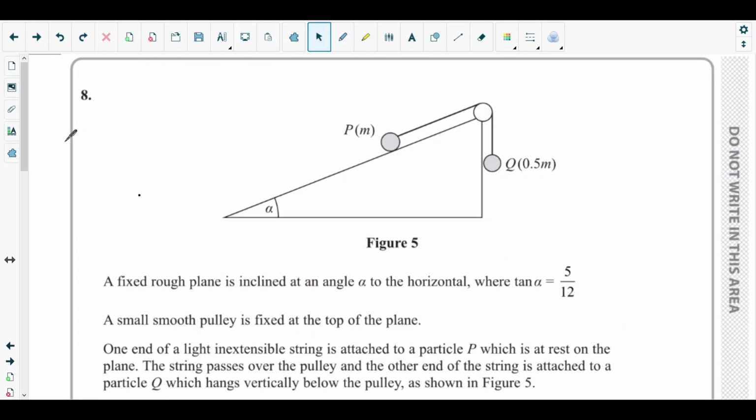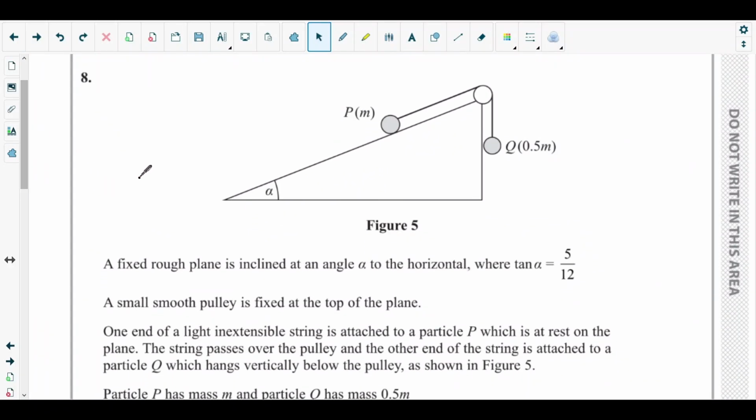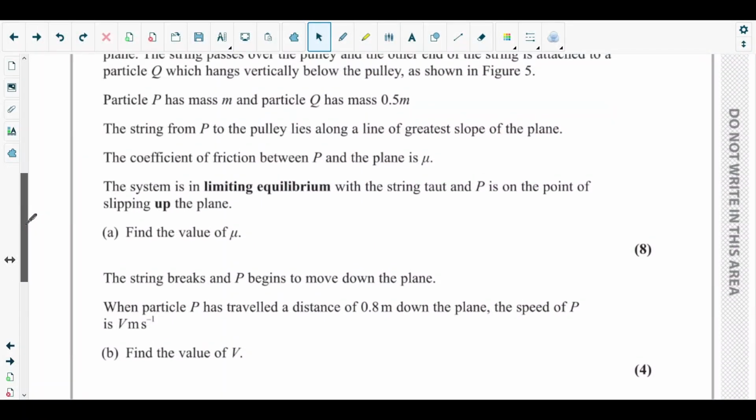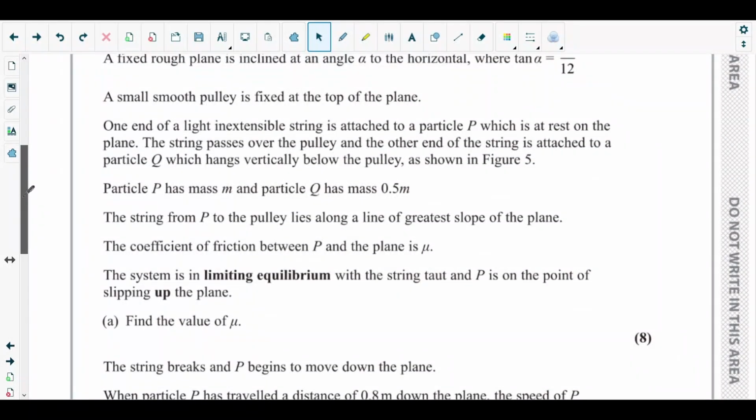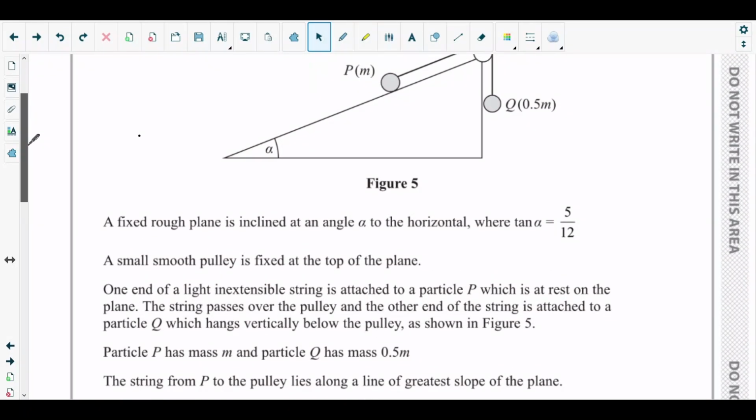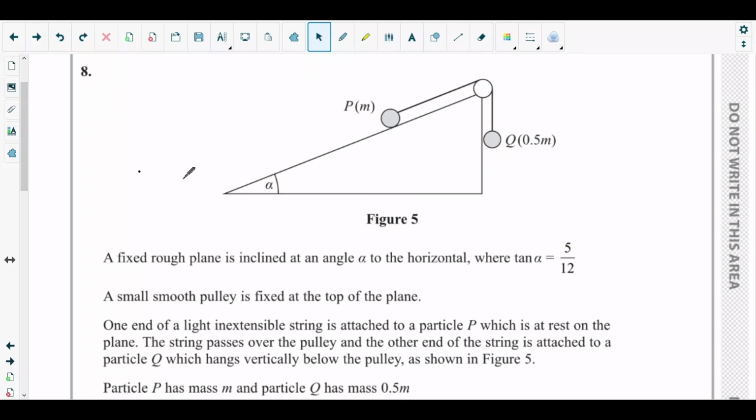Basically, the concepts behind this question number 8 are from connected particles, which has been discussed in chapter number 4, that is Dynamics, in your Mechanics M1 textbook. To solve this question, you should definitely have an idea about the concepts discussed in chapter 4 of your M1 textbook. Also, in part B, you need some concepts from motion of a particle in a straight line, like the SUVAT equations and the motion variables. So let's get started with the last question of this paper, question number 8.